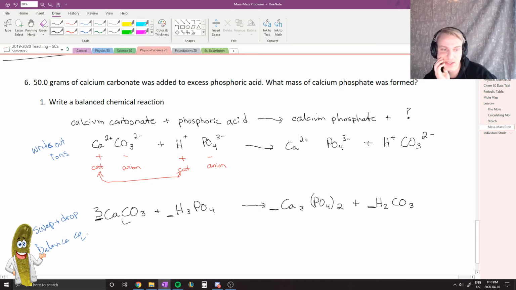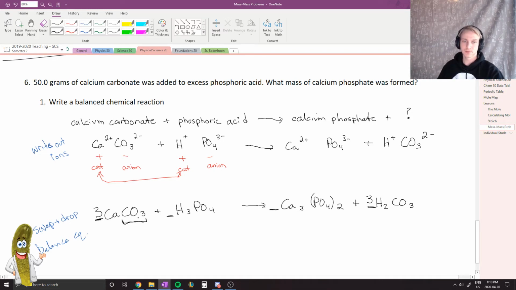I'm going to treat this carbonate, this CO3, as 1 unit. So rather than saying I have 3 carbons and 9 oxygens, I'm going to say I have just 3 carbonates, or 3 CO3s. Because of that, I would then need to come over here and say, well, I also need 3 CO3s.